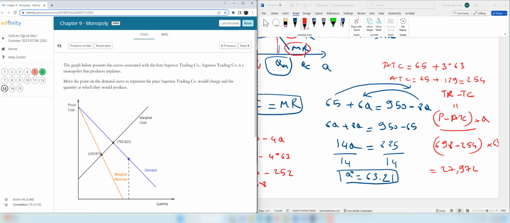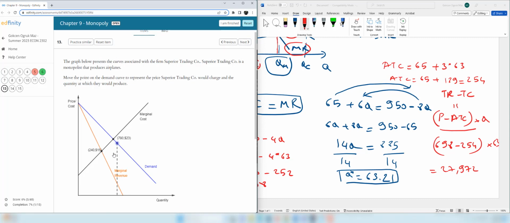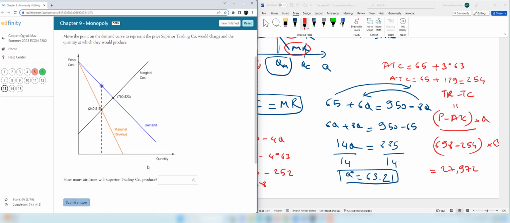And now I'm going to solve number 13. The graph below presents the curves associated with the firm Superior Trading Co. Superior Trading Co. is a monopolist that produces airplanes. Move the point on the demand curve to represent the price Superior Trading Co. would charge and quantity at which they will produce. The intersection of marginal cost and marginal revenue will determine the quantity. So we are going to move here. And at that quantity, the price is going to be determined on the demand curve. This is how we are going to calculate. So the quantity is going to be 240.